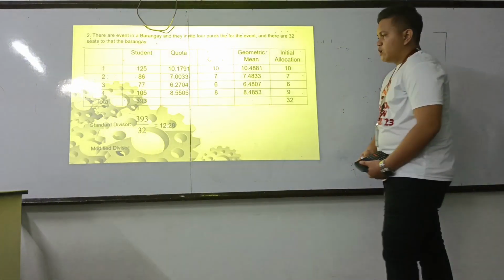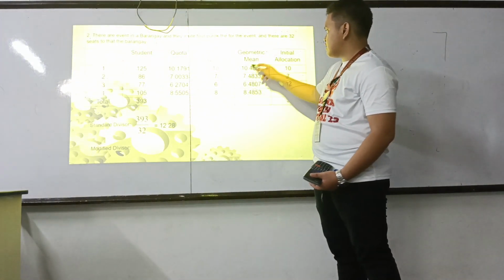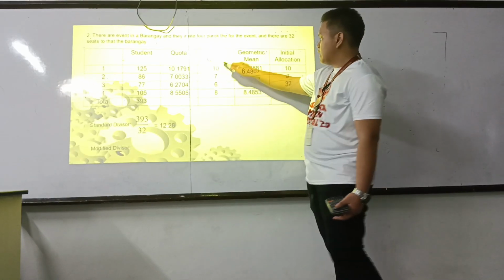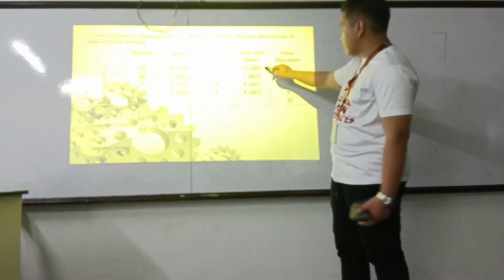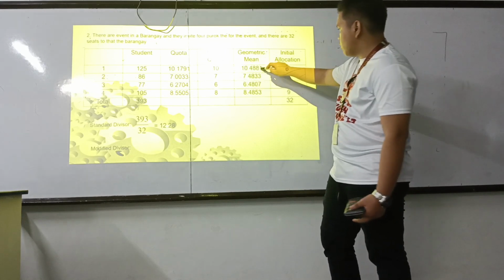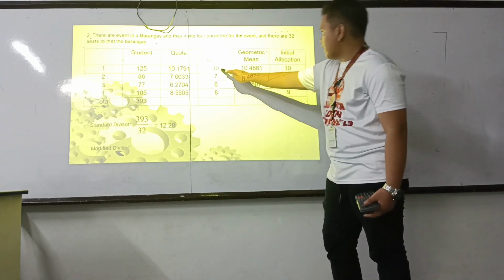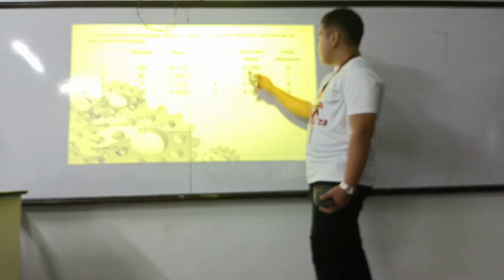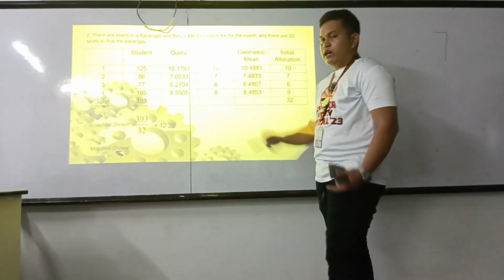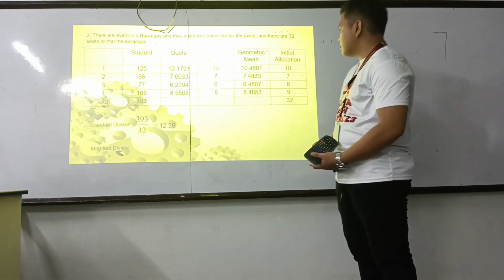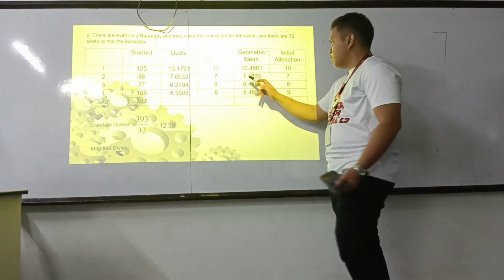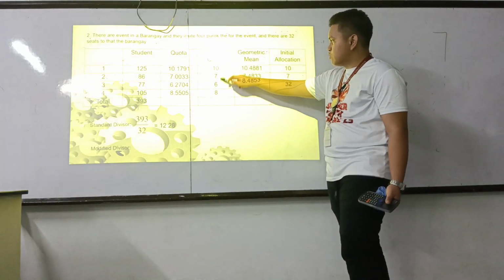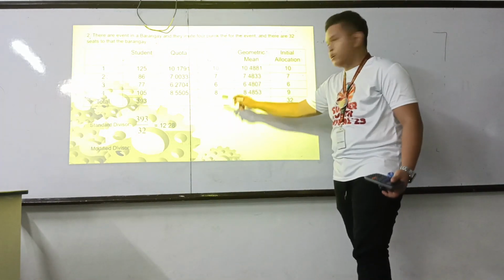So, to find the geometric mean, let's take the square root of the lower quota times the lower quota plus 1. That's the result of the geometric mean. So the square root of 10 times 10 plus 1 is 10.4881, and the square root of 7 times 7 plus 1 is 7.4833. We do the same for the rest.